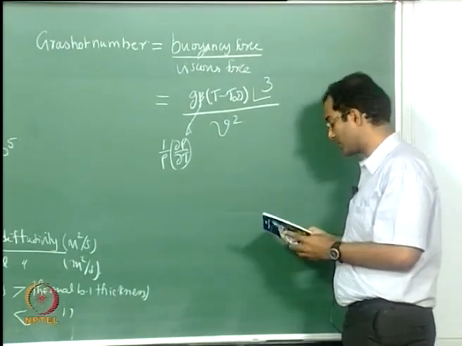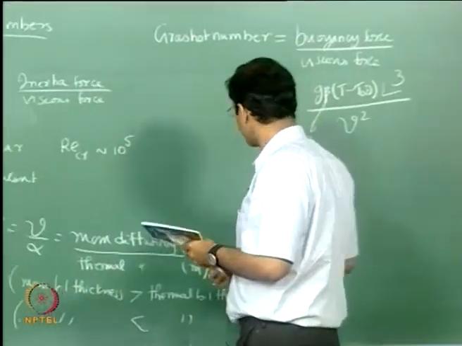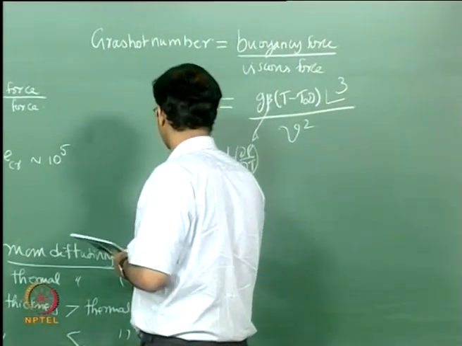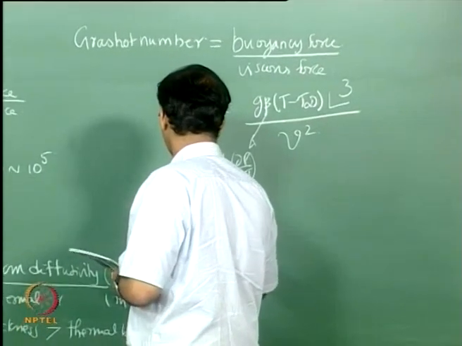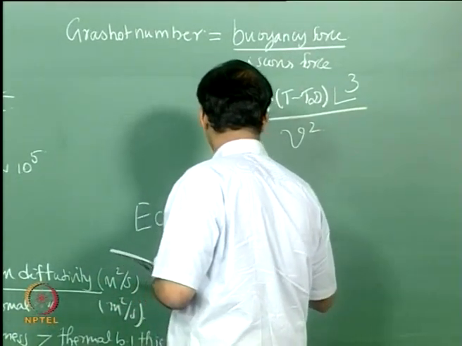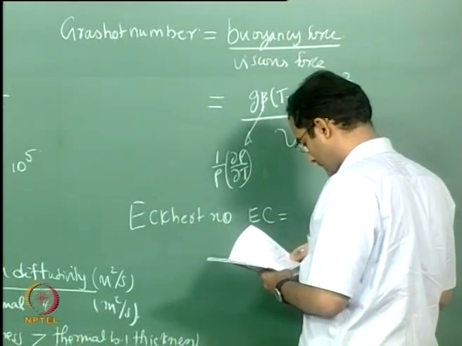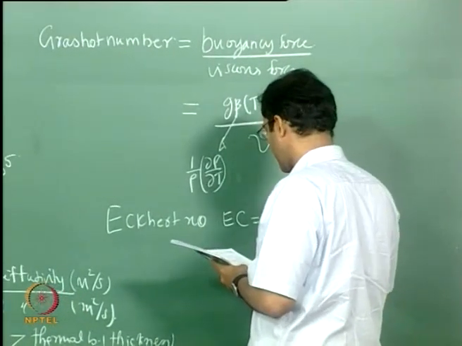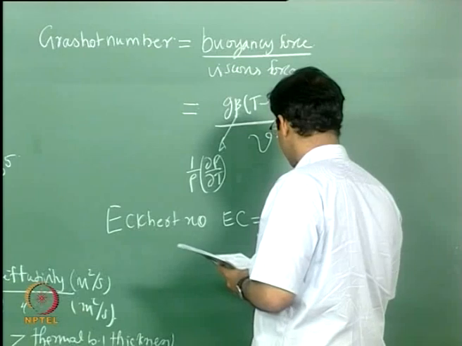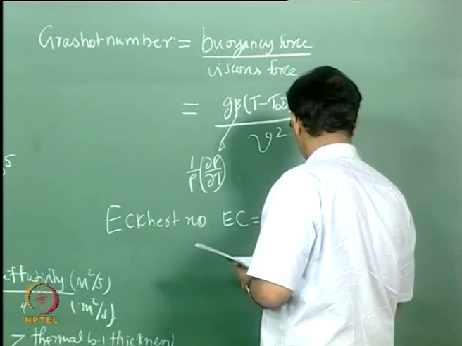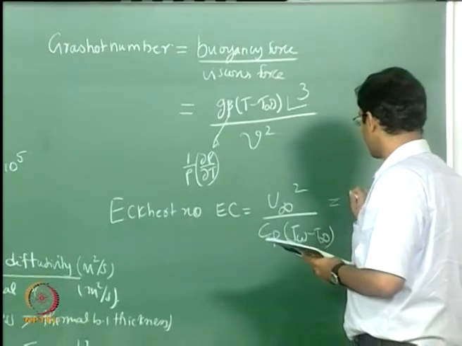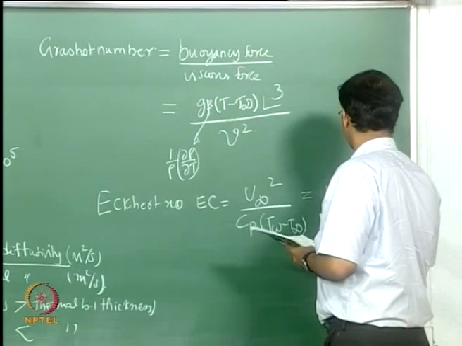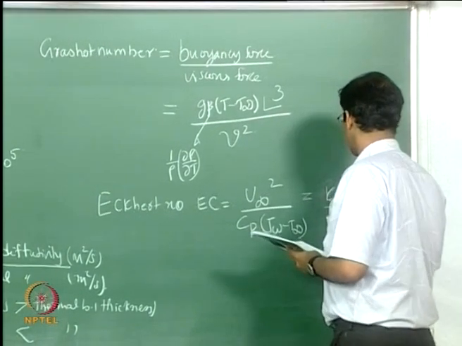So now we will move on to the other non-dimensional numbers, the last one which appears in that particular non-dimensional form, your Eckert number. This is defined as the ratio of the kinetic energy of the fluid. The exact expression is U infinity square by Cp into T wall minus T infinity. The numerator is the kinetic energy of the fluid and the denominator is your thermal energy.